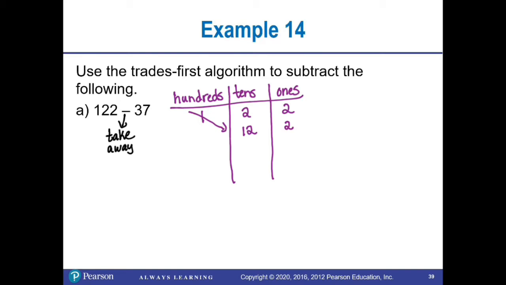Well, notice I need to take away 7 ones, and I don't have enough ones to take away. So I'm going to trade 1 ten for 10 ones, so that gives me a total of 12 ones. And now I'm ready to subtract or to take away 3 tens and 7 ones. 11 minus 3 gives me 8 tens, and 12 minus 7 is 5 ones for a total of 85.